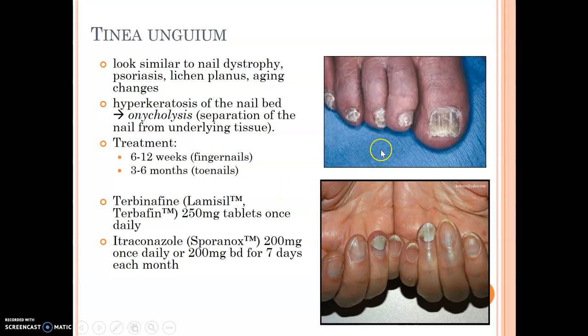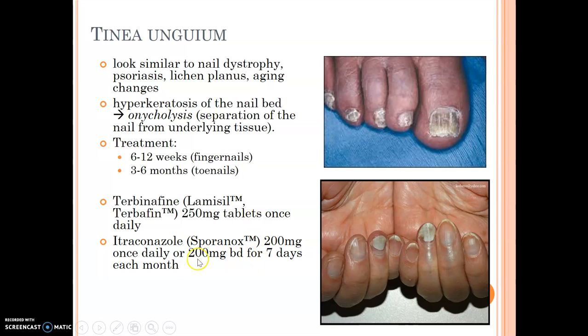Tinea infection of the nails, of the toenails and the fingernails, is a bit difficult to treat. And it requires a long treatment. For example, if it's a fingernail infection, then you need 6 to 12 weeks, like 3 months. For toenails, it can be up to 6 months. And the treatment usually is different from the normal one.